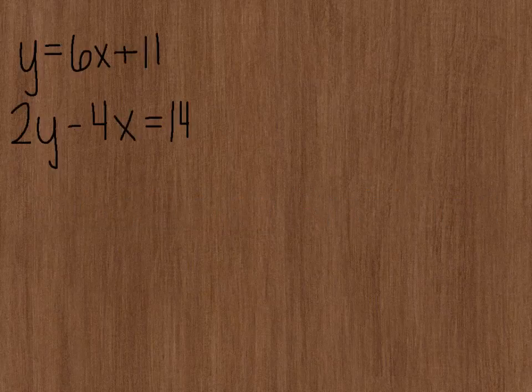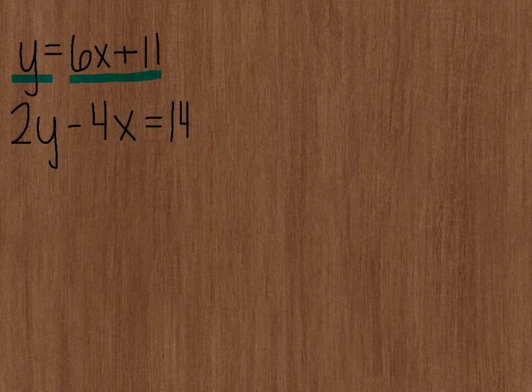Here's the first problem. y equals 6x plus 11 and 2y minus 4x equals 14. We need to get a y value and an x value. In order to do that, I'm going to use substitution because I recognize that I have a variable by itself. So that y equals this whole entire thing.